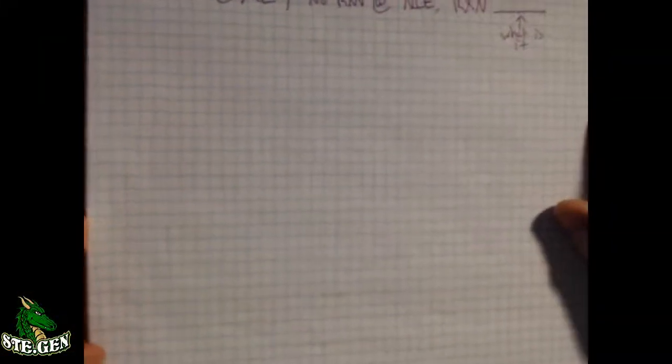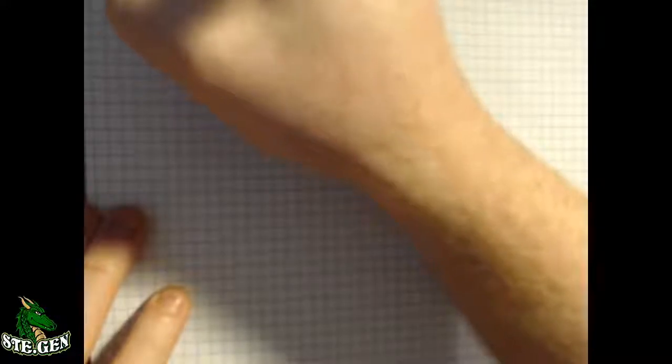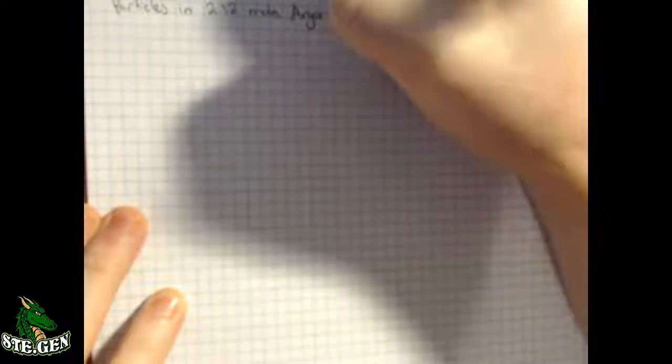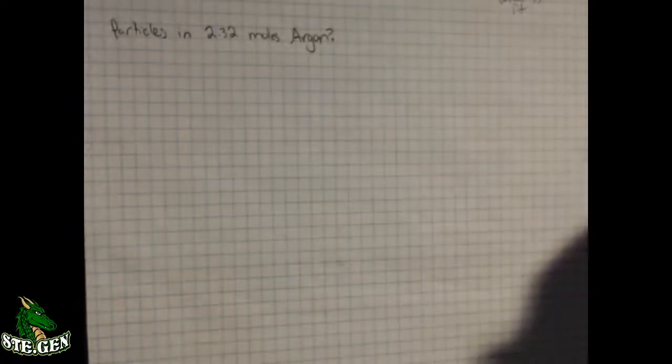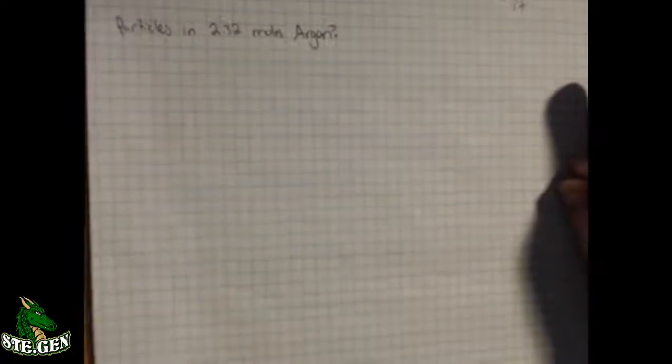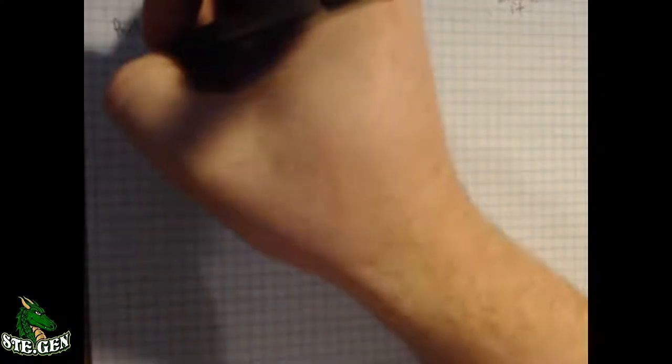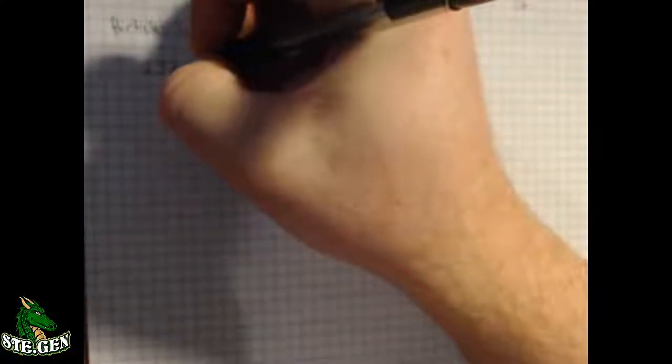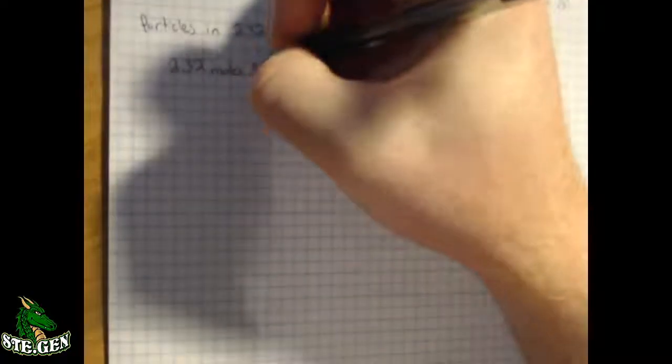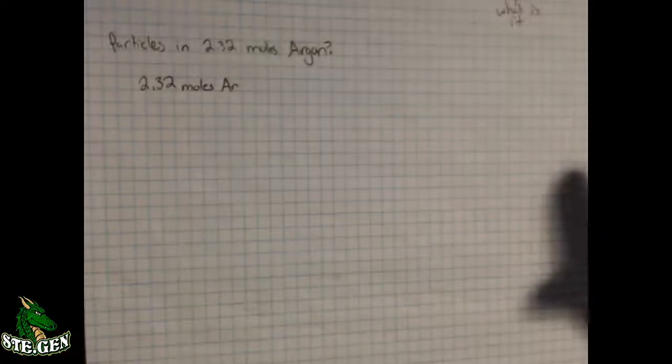There we go. Now, our first example, or the first question that I had, and this is just work from advanced chemistry, so don't pay any attention to that. How many particles in 2.32 moles of argon? And this is just a conversion factor problem. We have 2.32 moles of argon. Argon symbol is Ar.